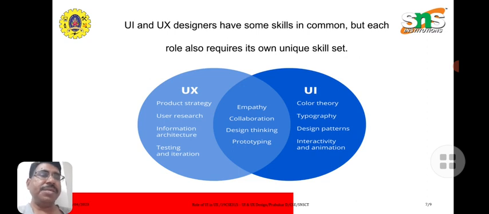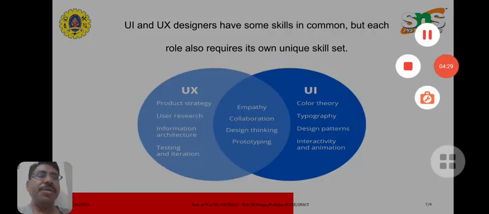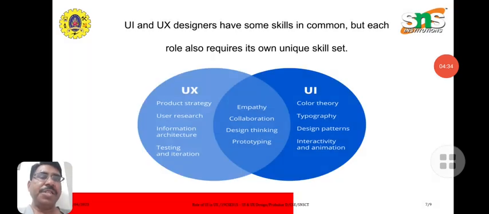Next, what are the skills required for a UI and UX designer? UX requires product strategy, user research, information architecture, testing and iteration. For user interfaces, color theory, typography, design patterns, interactivity and animation are required. Both require empathy, collaboration, design thinking and prototyping. People should focus on empathy instead of sympathy.